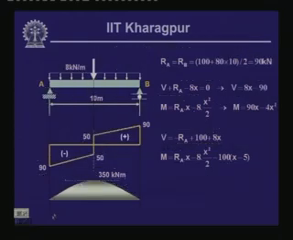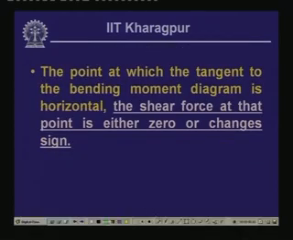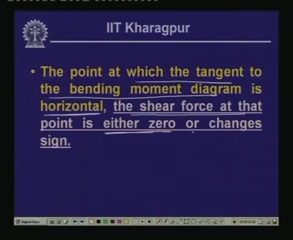So, this is what happens. Now, if you again go back to that expression dM/dx equals minus V, if shear force is equal to 0, then we can readily say dM/dx equals 0, or moment is constant. Or if dM/dx is 0, then either V is 0 or V changes its sign from negative to positive or positive to negative. So, this is the consequence of the particular question. Now, the answer to that question is: at the point at which the tangent to the bending moment diagram is horizontal, the shear force at that point is either 0 or changes its sign.